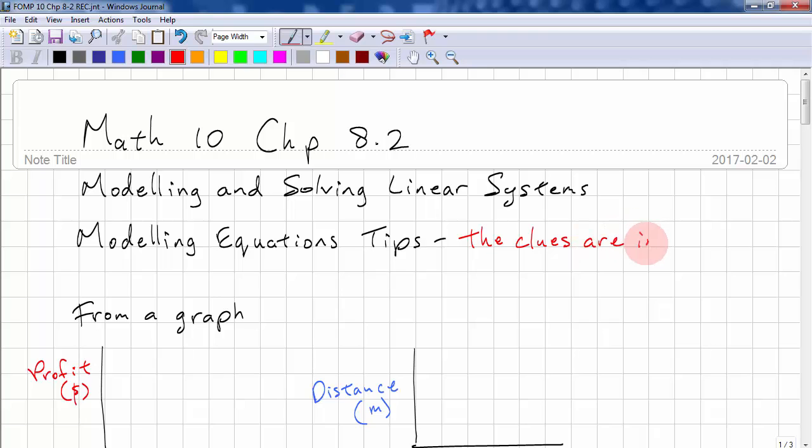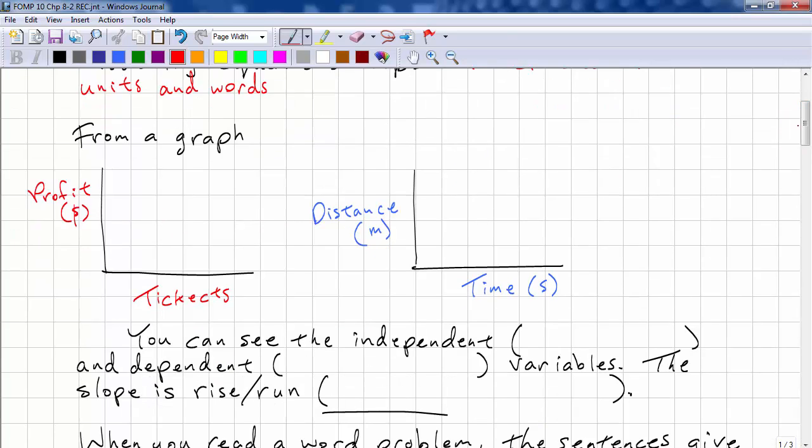The clues are in the units and words. We can find this in a graph. On this graph, we can see the independent variable is tickets. And on this graph, we can see the independent variable is time. And we can also see the dependent variables. This one is profit, and this one is distance.